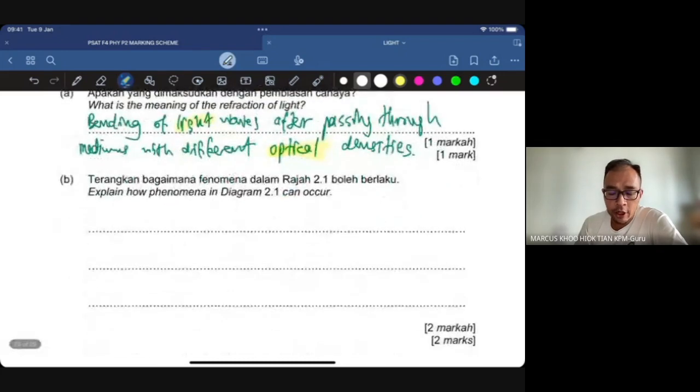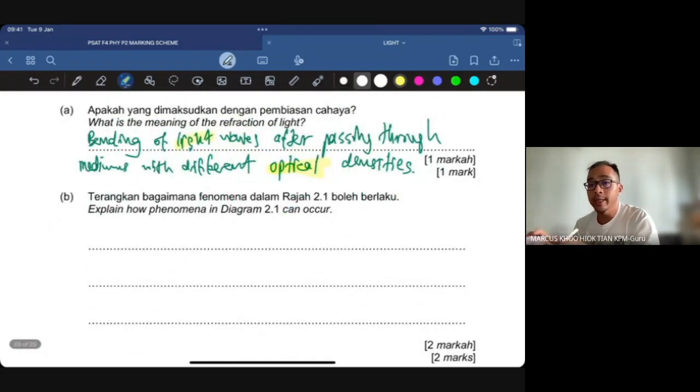Explain how the phenomenon in diagram 2.1 occurs. This one actually can be found. Let me see. Hold on.